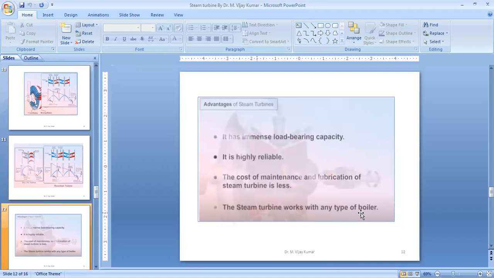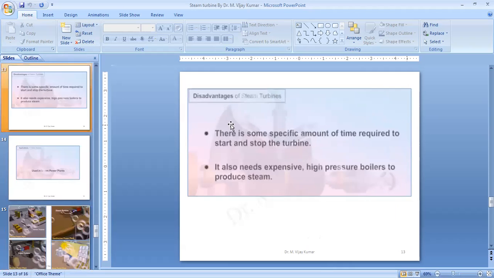But based on the capacity, the boiler has to sustain high pressures. Based on the capacity of the turbine, we need to provide high capacity boilers. If for a high capacity turbine you consider a low capacity boiler, in that case it won't give good efficiency or good output.